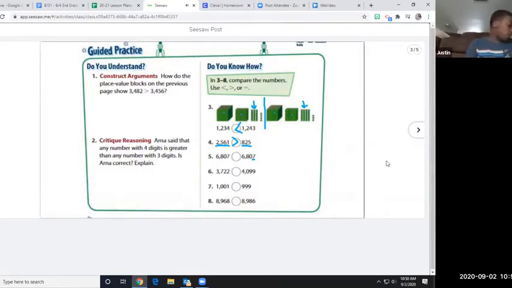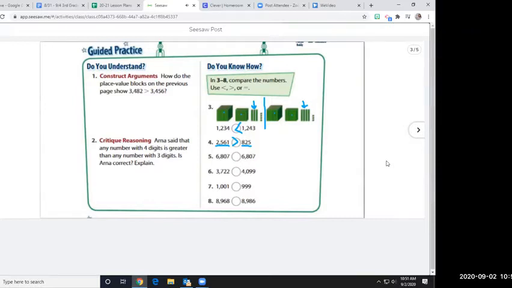Okay, if we look at number 5, we start with our largest place value. We can see that each of these numbers has 6 thousands. That's the same, so it doesn't help us compare these numbers. So we're going to go to our hundreds place, and we can see that each number has 8 hundreds. That doesn't help us either since it's the same.